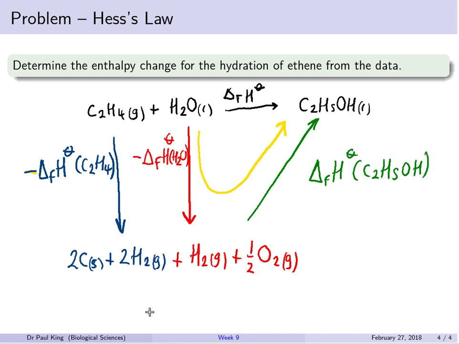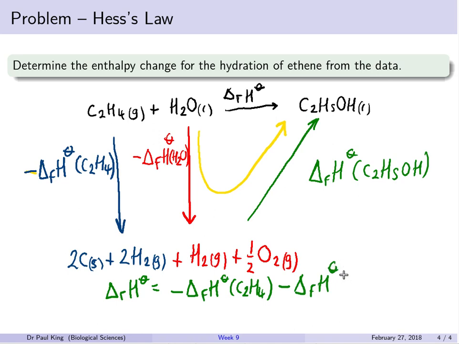So overall my enthalpy of reaction is going to be minus the enthalpy of formation of ethene, minus the enthalpy of formation of water, plus the enthalpy of formation of ethanol, C2H5OH.